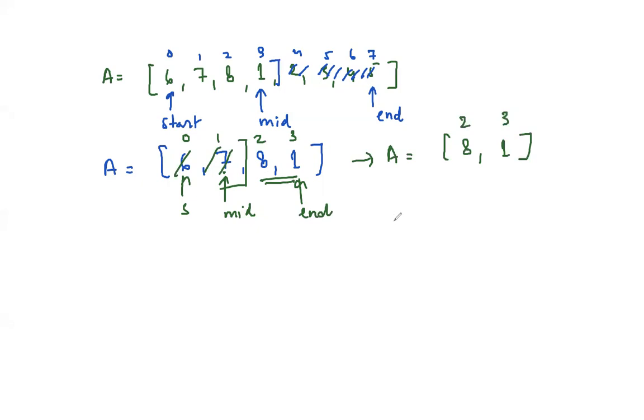What is the relationship? This is mid, this is end. Even if it's not sorted, I will neglect the left. So we'll neglect the left. Now I'm left with only one element. And if I have only one element in an array, that has to be the minimum.